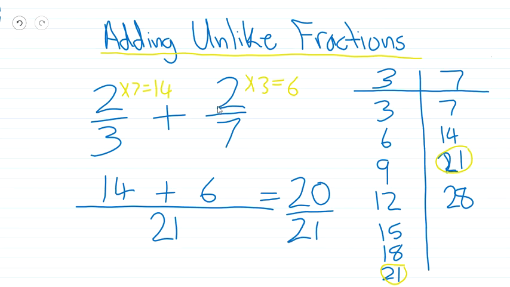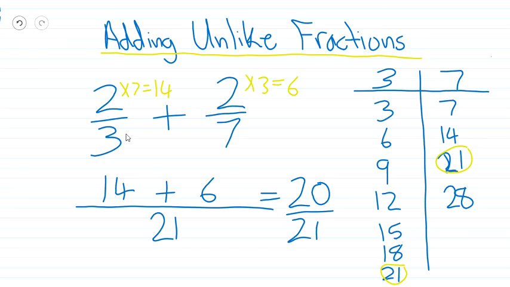Pretty straightforward. So remember, whenever you're adding unlike fractions, the first thing you have to do is find the common denominator of both fractions, which is basically finding the LCM of the denominators, which are 3 and 7. And you can find the LCM by using a t-chart, writing out all the multiples of both numbers, then looking for the smallest number that they share. That number will become the common denominator.